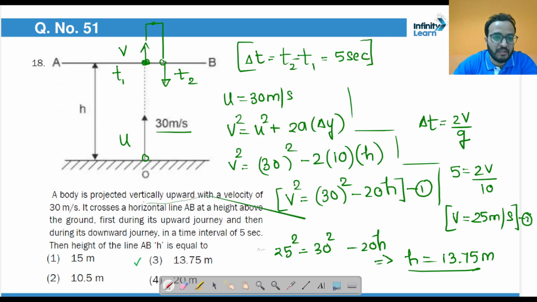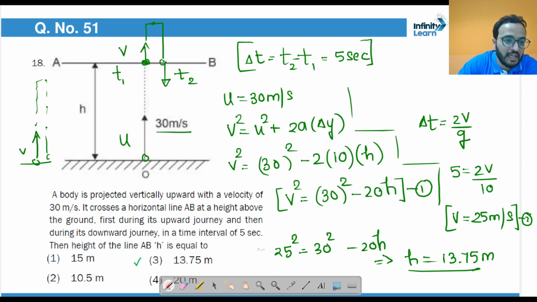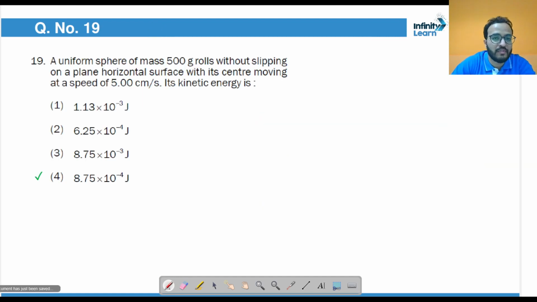Now, just remember this thing. If an object is thrown from here with velocity v, it goes to the topmost point and comes back in the time 2v by g. Remember this, okay? Now, a uniform sphere of density is given.